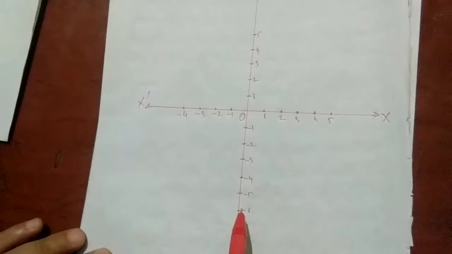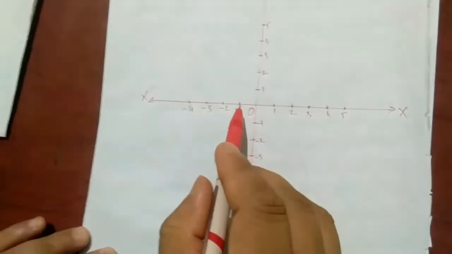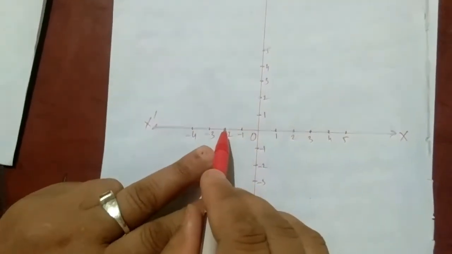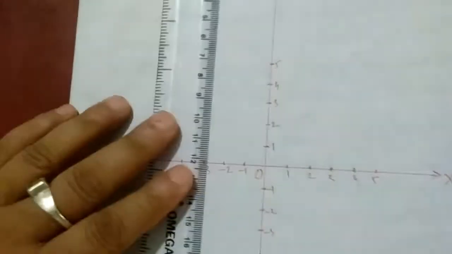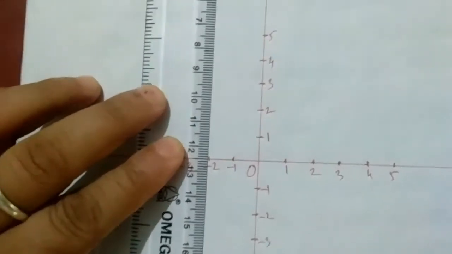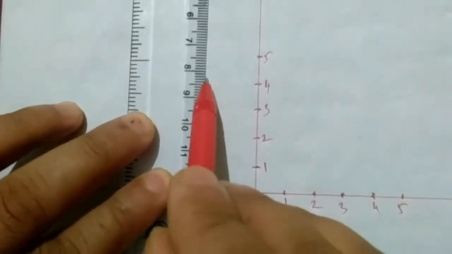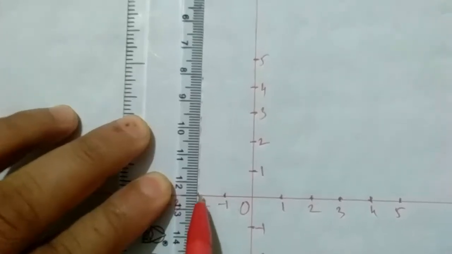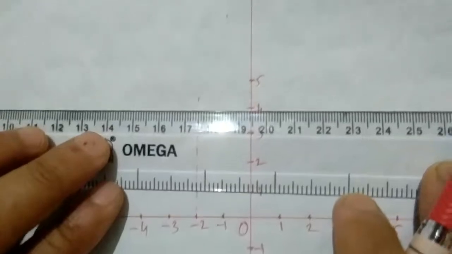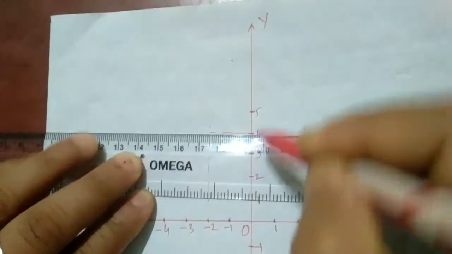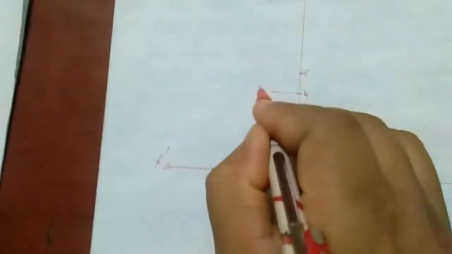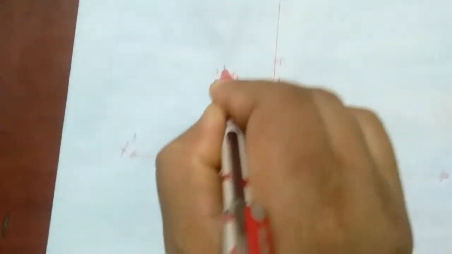We have to locate the points. Our first point is (-2, 4). So -2 means the value of x is -2, negative, and +4, the value of y is +4. So go straight to -2 and 4. Let me give the dot. How we did before, no? Go to -2 and straight to 4. Okay, so this is the point (-2, 4).